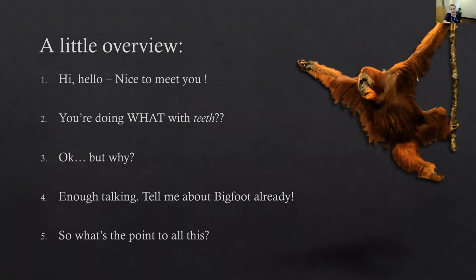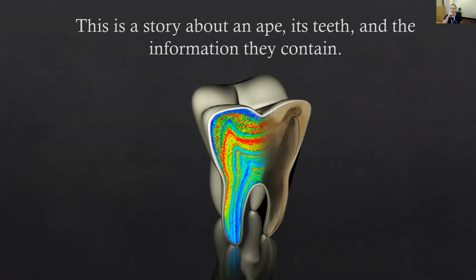So to start, I'm going to explain the whys and whats of isotope analysis in teeth, the kind of methodology I'll be using, the sort of data we can get, and how that data can be interpreted to create a fascinating narrative. And then I'll introduce the star of the show, Gigantopithecus, and explain why I'm undertaking isotope analysis on this enigmatic species. At the heart of this story, though, it's about the largest ape to ever live, its teeth, the information they contain, and the mystery surrounding its extinction.